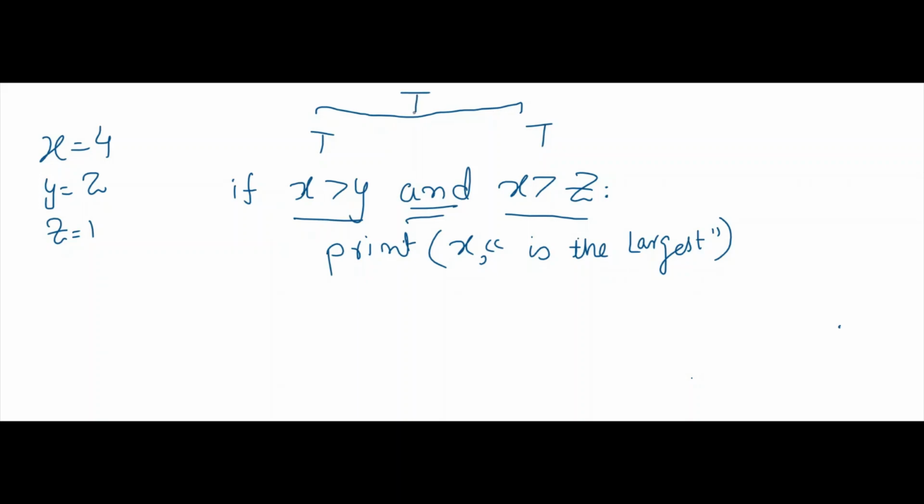Now in the case that we change the value of y to 12, then this condition x greater than y is no longer true, it is false. Although the other is true, since both of these should be true, our overall result is going to be false. So that is what we can say about the AND statements.